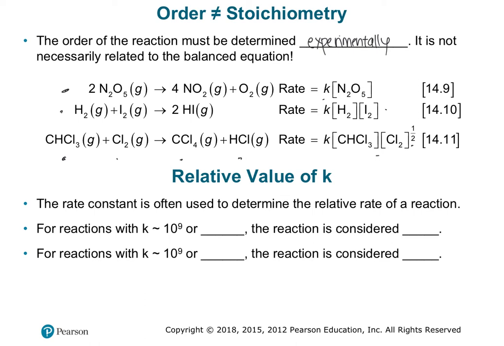The rate constant tells you how fast basically the reaction is happening. When K is greater than 1 billion or higher, the reaction is fast. If it's less than that, then it's slow.